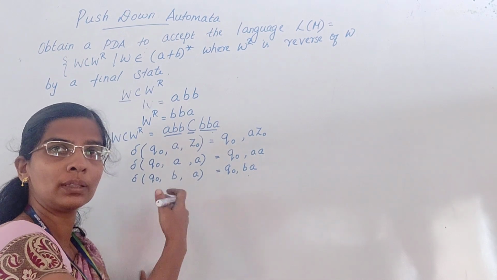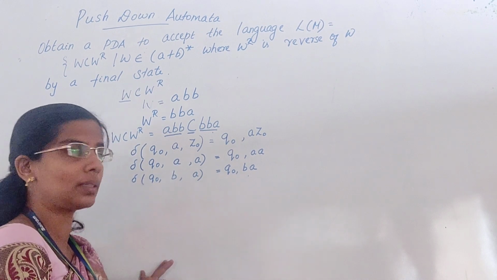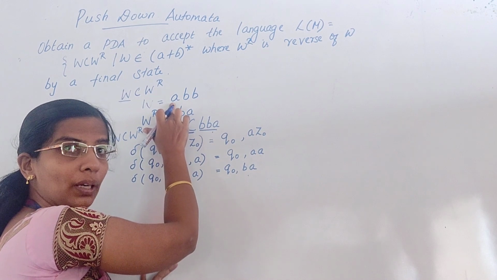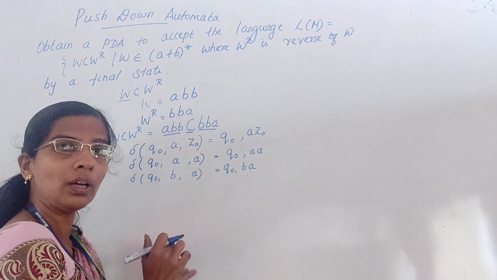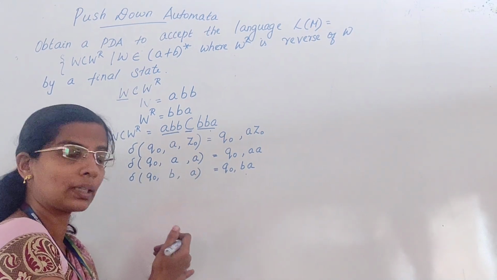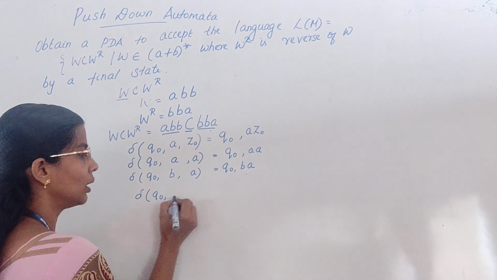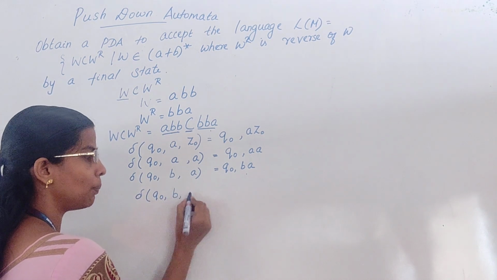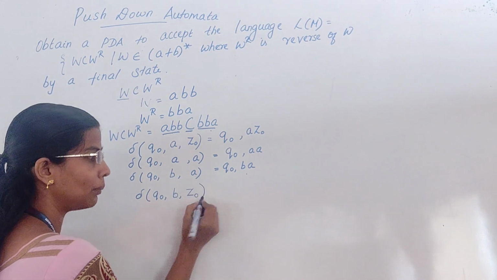Likewise, I can push any number of symbols into my stack. The first symbol can be either A or B. I have written for A, now I will write for B. If my first symbol is B, what could be the transitions? I will write delta of Q naught, first symbol B. At the very first time, my stack will be empty.